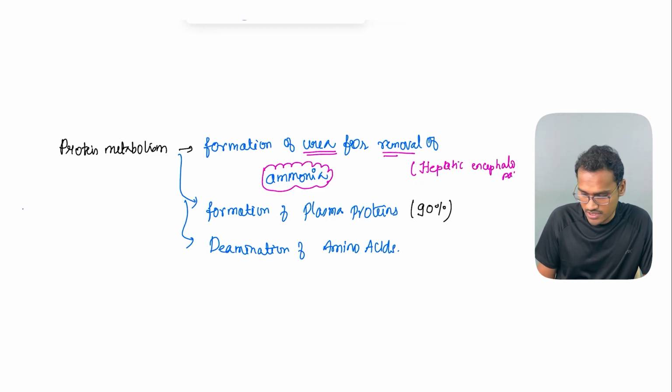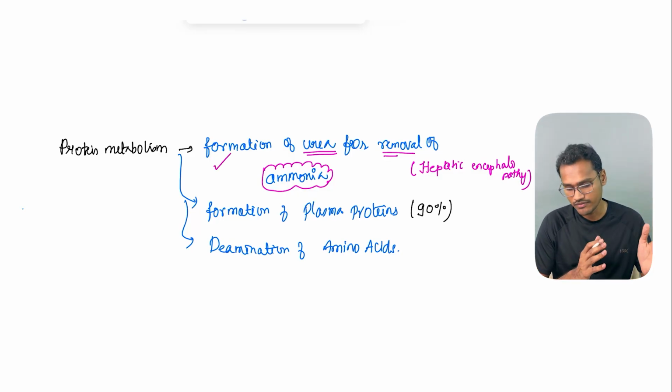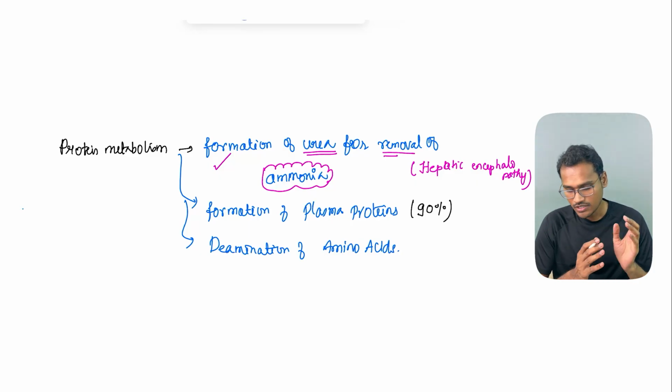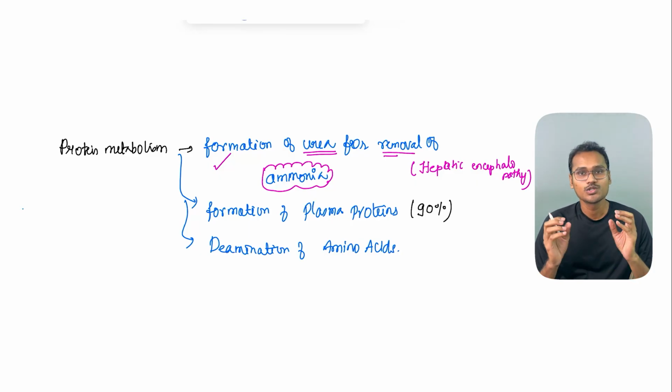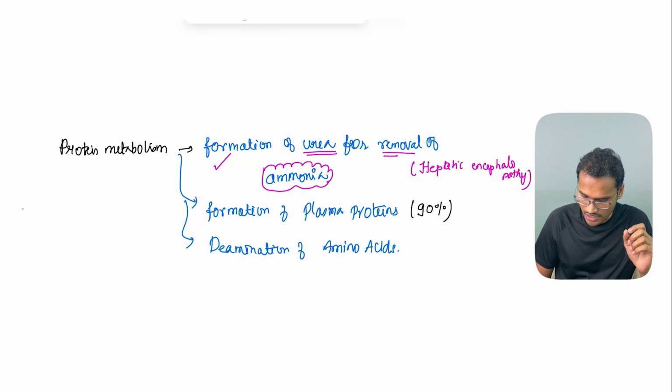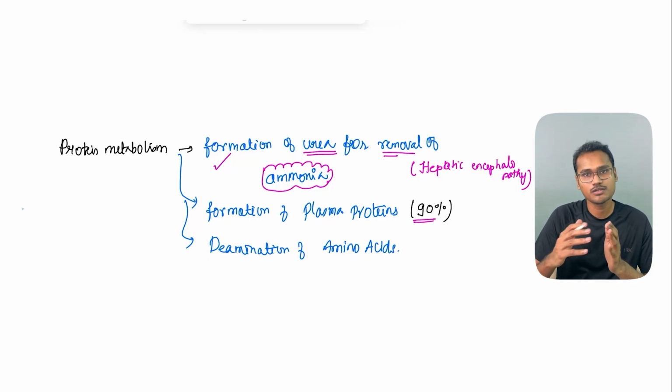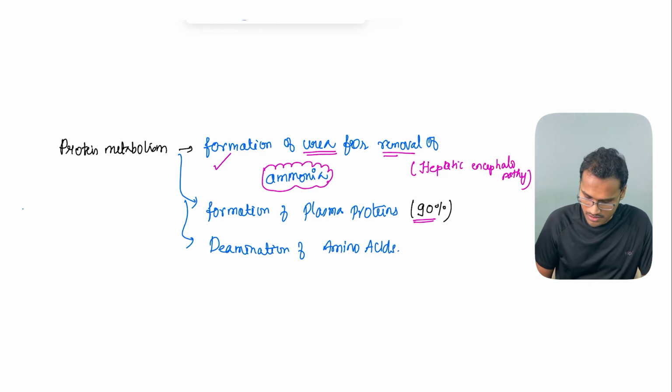So this is one dangerous thing which can happen. But if the functionality of the liver is there, it will convert this ammonia and remove it in the form of urea. And it forms the plasma proteins. So almost 90% of all the plasma proteins in the body, except for a few gamma globulins which are produced by the plasma cells, all the rest are produced by the liver only.